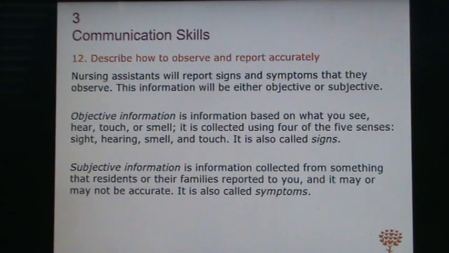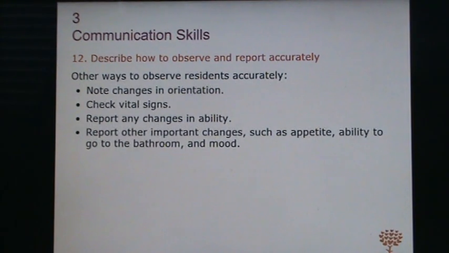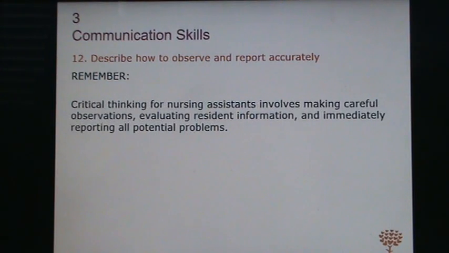So describe how to observe and report accurately. We talk about that. Objective information, things you can see. Subjective information, things you cannot see. But you have to report both. Even if you're not sure, you have to report it. So observe a resident accurately. You're checking their vital signs, you're reporting changes, and you're asking them questions as well.